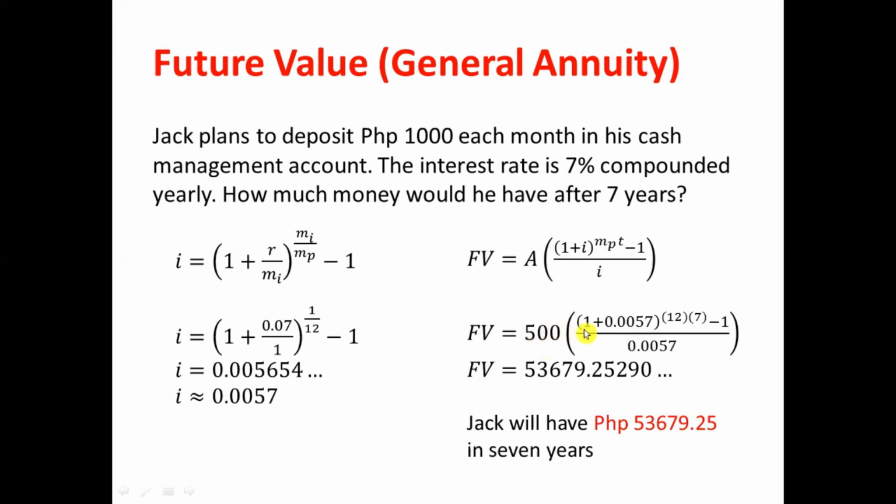And basically, you just put in I here, 0.0057 and 0.0057. Now, I'm not sure if this is the correct answer kasi mali nga yung 500, but it's supposed to be 1,000. And Jack will have this amount of money in 7 years. So take note, now you need to find I first and then substitute it to your FV formula here. So instead of R over M, guys, you put 0.0057 instead for your I. And that is for general annuity, the future value of general annuity.